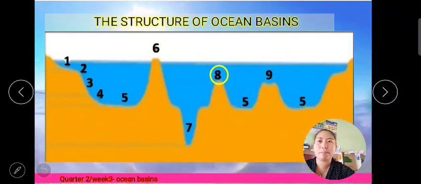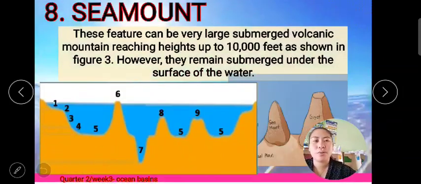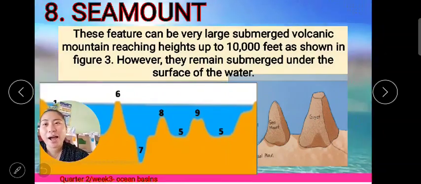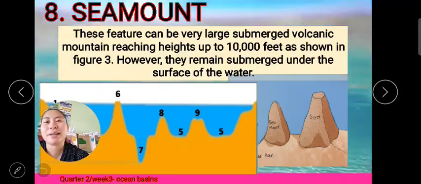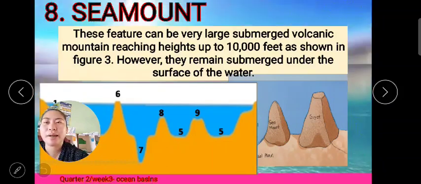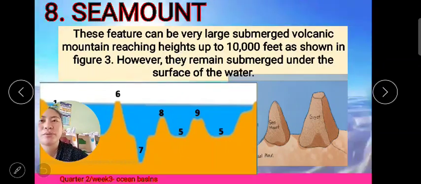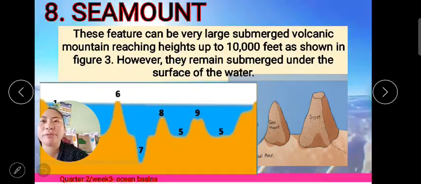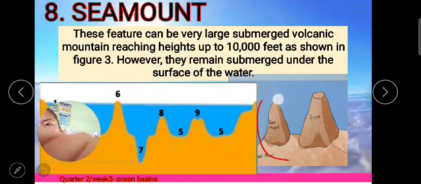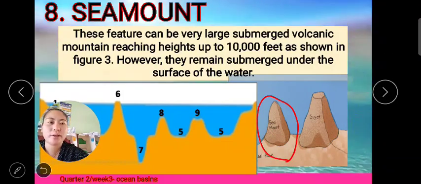So, next we have number 8. So, yung number 8 natin is a seamount or a guyot. Unahin muna natin si seamount. Seamount, this feature can be a very large submerged volcanic mountain reaching heights up to 10,000 feet as shown in the figure in your module. However, they remain submerged under the surface of water. So, eto si seamount, which is also submerged under the surface of water.